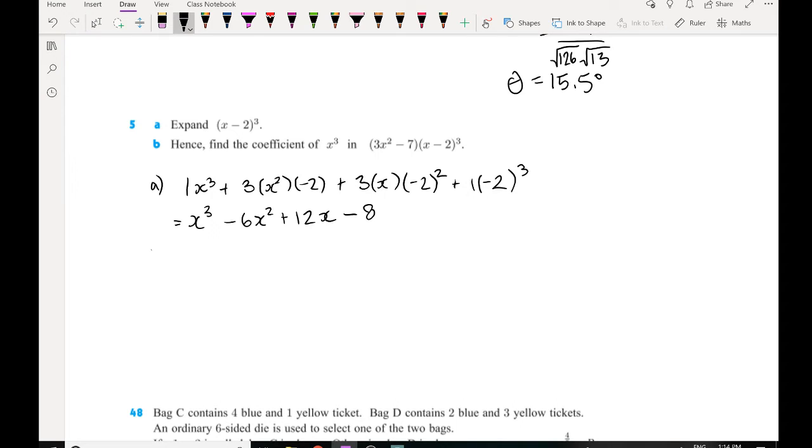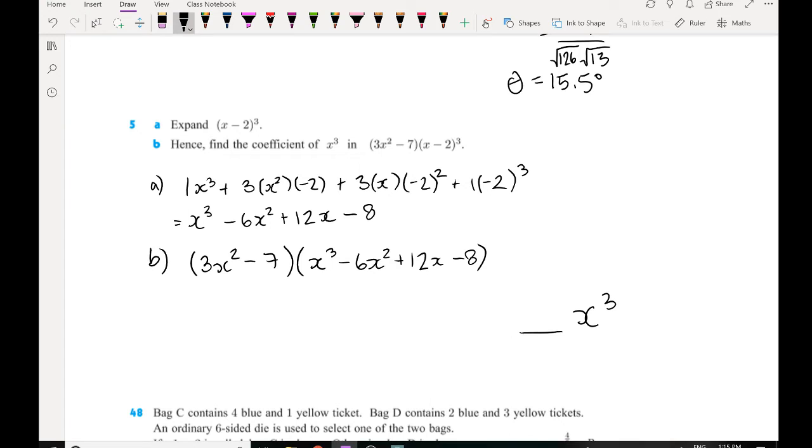But then what they're saying is if you were to do this, 3x squared minus 7 times that cubic we just got, the question is basically what's the x cubed term going to work out to be? So somewhere when you expand this out, you're going to end up with something that has an x cubed on it, and so what does that term look like?